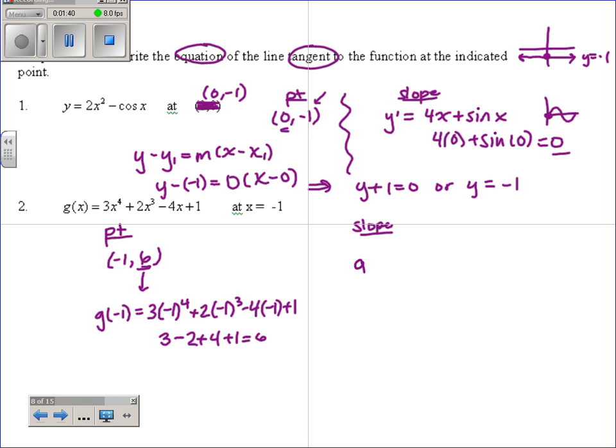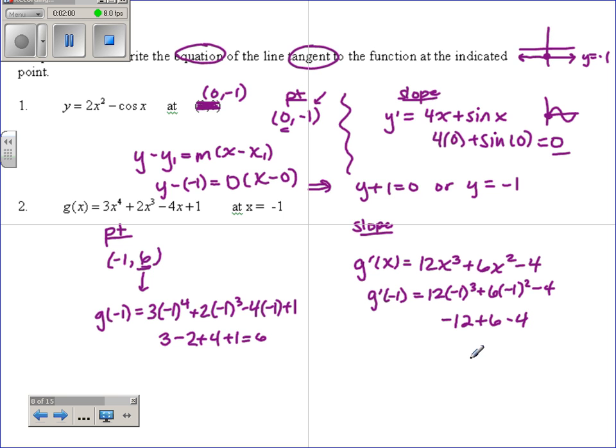Slope, again, take the derivative. So we get 12x cubed plus 6x squared minus 4. Plug in -1, so 12 times -1 cubed, 6 times -1 squared minus 4, -12 plus 6 minus 4. So we get -6 minus 4, which is -10. So y minus our y coordinate equals our slope, -10 times x minus our x coordinate, which will be plus 1.